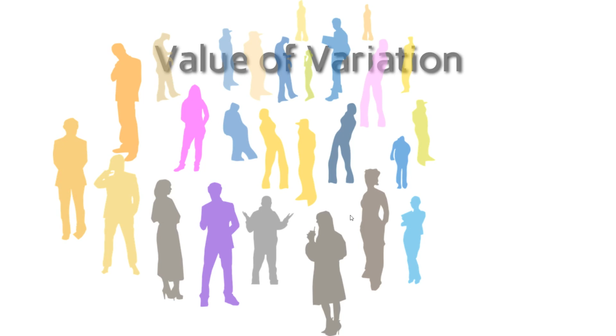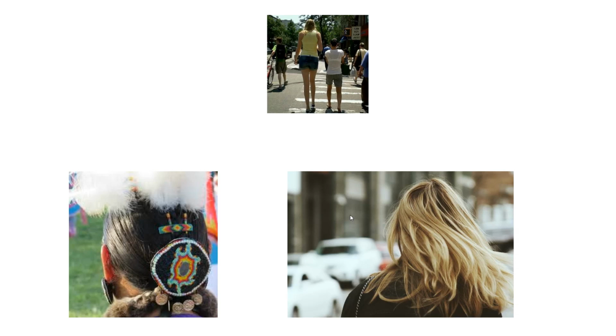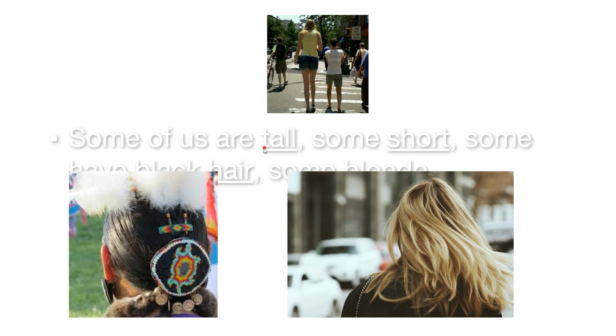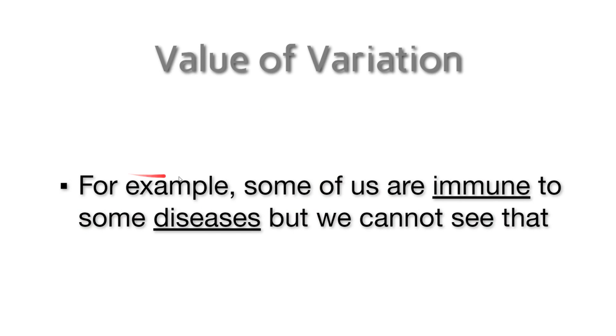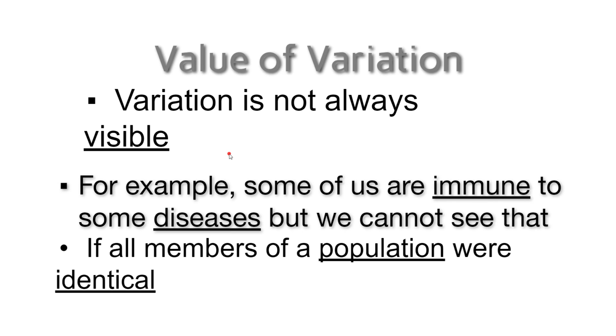So there's value in variation. Right? Variation is the differences between individuals in a population. Okay, we have different color hair, right? We have different colored skin. We have different colored eyes. We have different heights. Okay, all kinds of things that are so different about all of us. But there's more. Some of us are tall. Some of us are short. Some of us have black hair. Some of us have blonde hair. Okay. For example, some of us are immune to certain diseases, but we can't see that, right? So variation is not always visible.